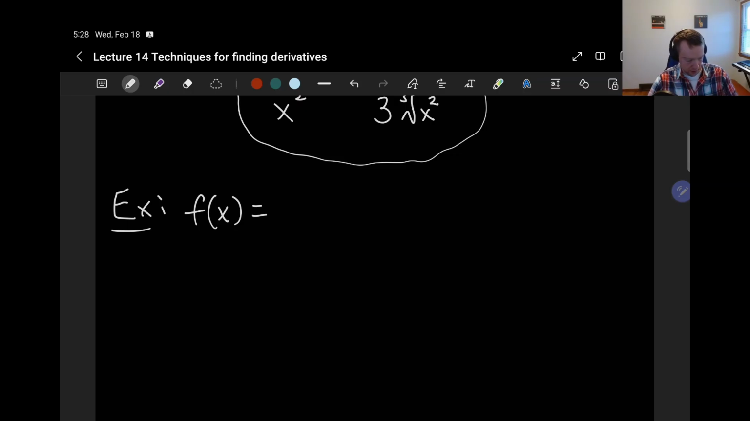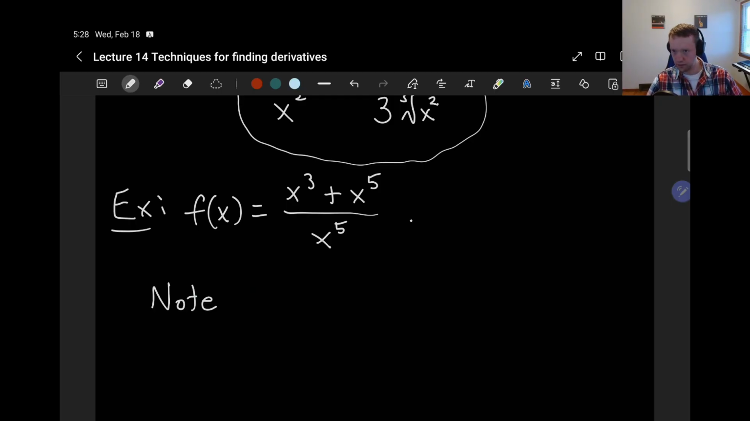Let's do an example where f of x is a fraction: x cubed plus x to the fifth, all over x to the fifth. And we want to find the derivative of f. Now, it looks difficult to apply power rule at first, but this is actually very doable if we just split up this fraction in two.